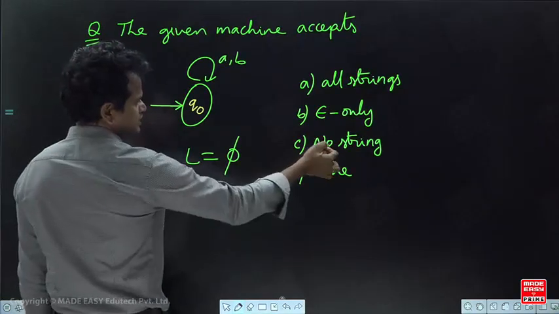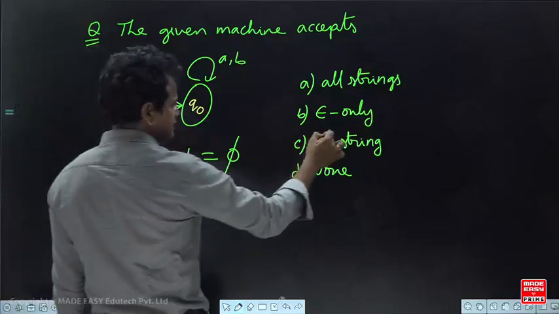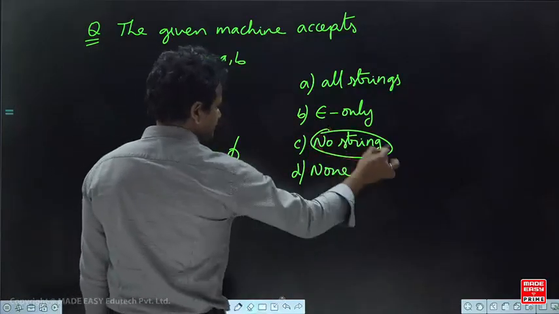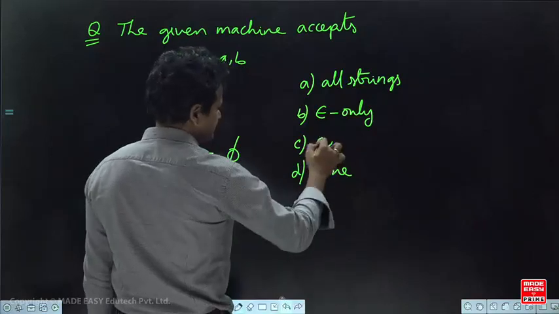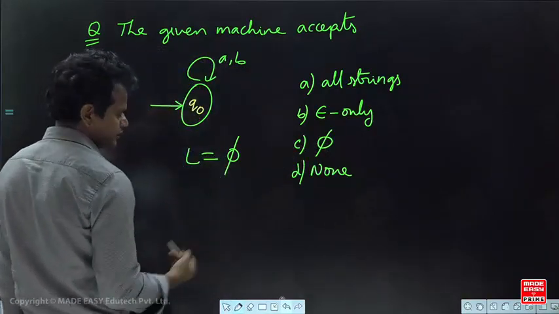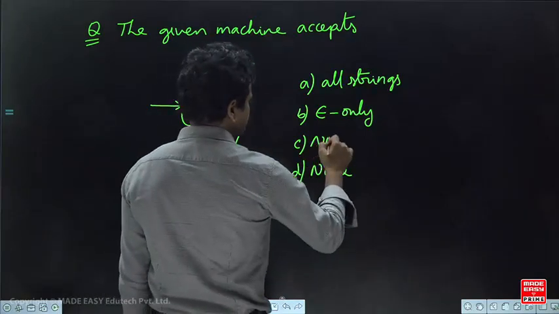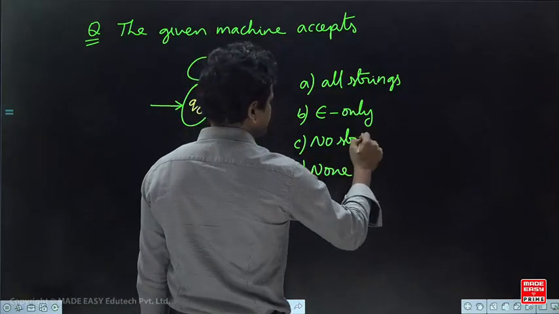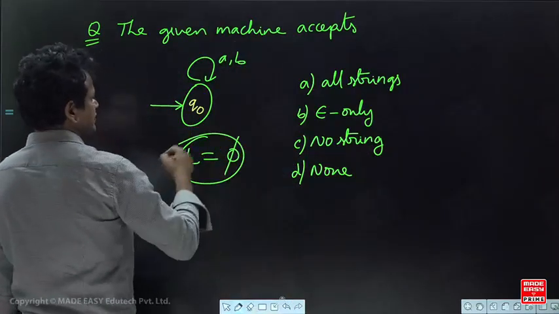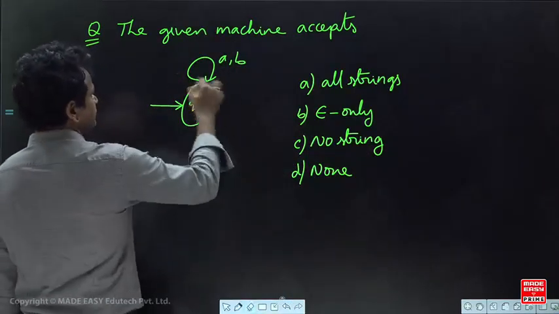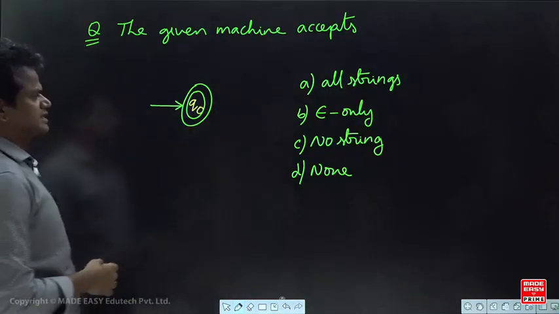So here no string is accepted. According to the options, if instead of no string it is given as L equal to empty, then you can go for that. So you have to go according to the options. Here the option is no string, so the machine doesn't accept anything because there is no final state. I am talking about the previous question. Now come to the present question: the given machine accepts.